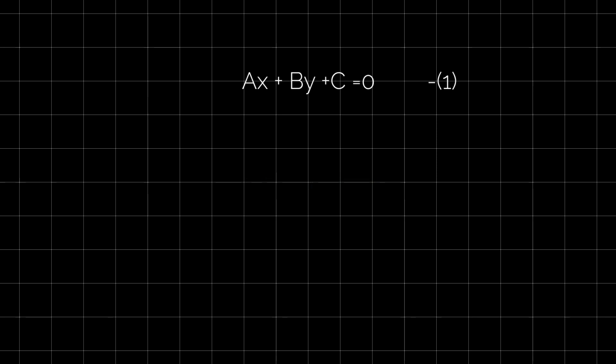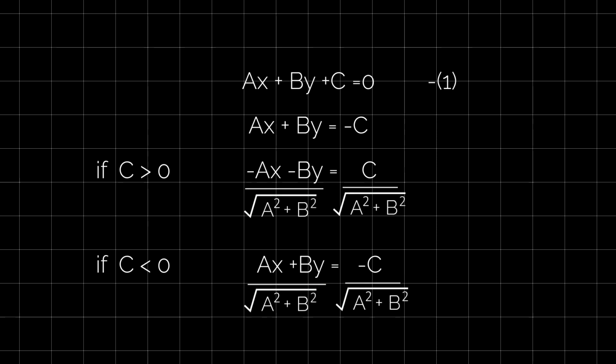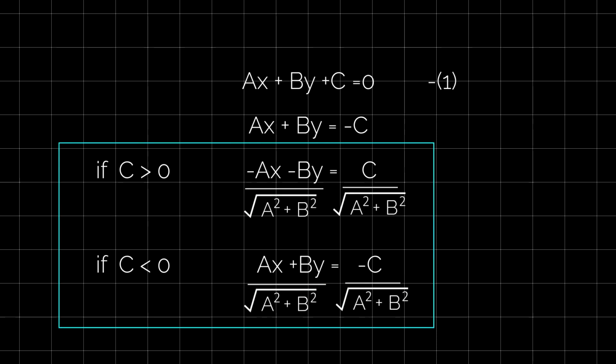Shift the constant c to the right hand side and get ax plus by equals minus c. If the right hand side is not positive, then make it positive by multiplying by minus 1 on both sides. Divide the whole equation by square root of a squared plus b squared. Then the equation obtained is the normal form of the given equation.